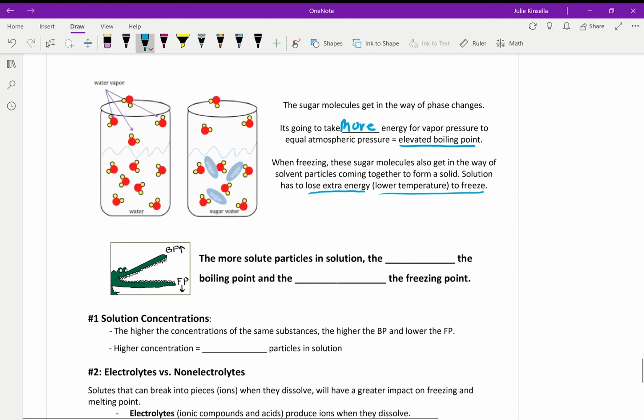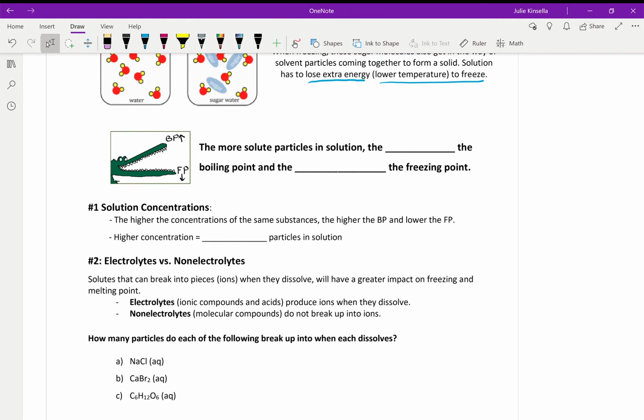So the overall idea here is that the more solute particles that are in solution, the higher the boiling point is going to be and the lower the freezing point. And it's all about the amount of solute particles within it. So I use the little alligator there, and the idea of you're increasing the boiling point, you're decreasing the freezing point. So the more particles that there are, the wider that's going to go. Okay, so the higher the boiling point's going to go and the lower the freezing point's going to go.